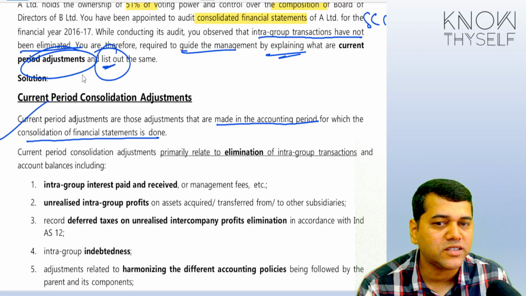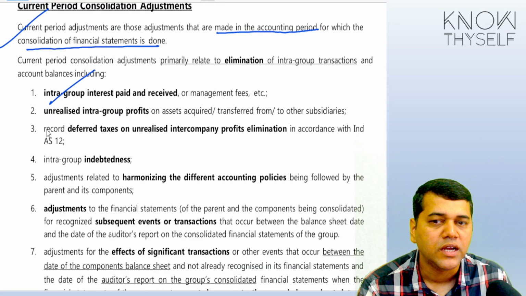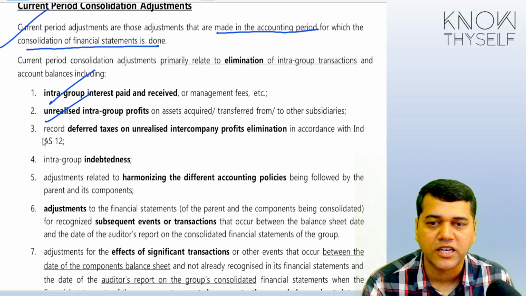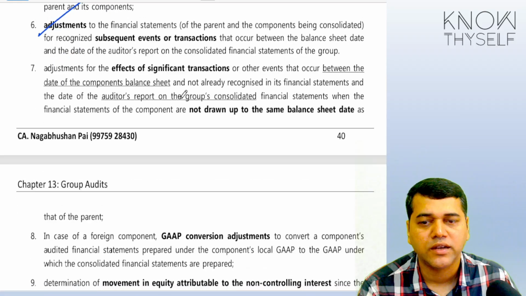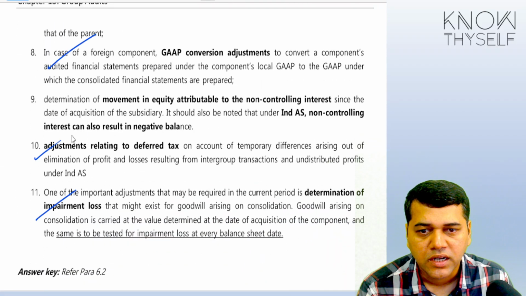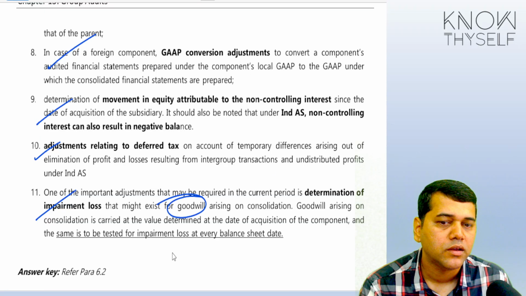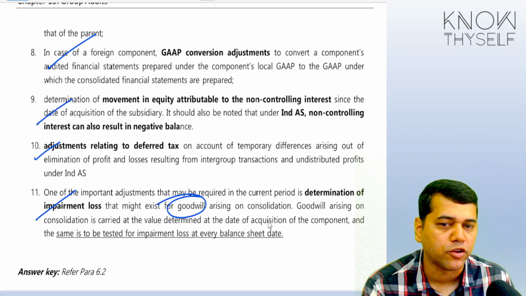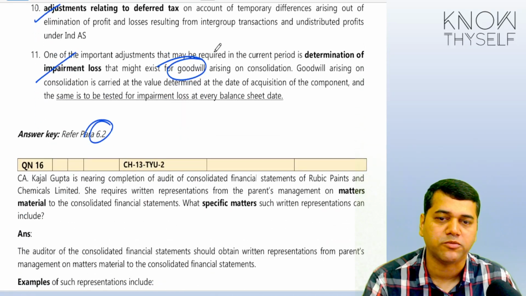Now you need to list certain current period adjustments. Current period adjustments include elimination of intra-group transactions, unrealized profits, deferred taxes, indebtedness, adjustment for significant transactions, GAAP conversions, impairment loss, deferred tax, impairment loss on the goodwill. For this you need to say partial goodwill method or full goodwill method. They didn't give the answer, but they said refer para number 6.2.